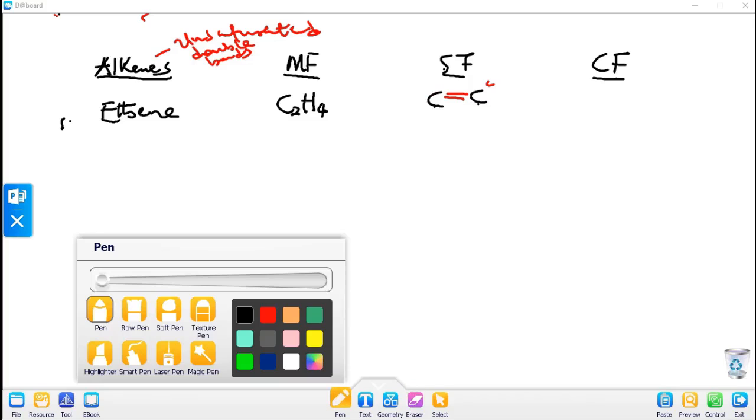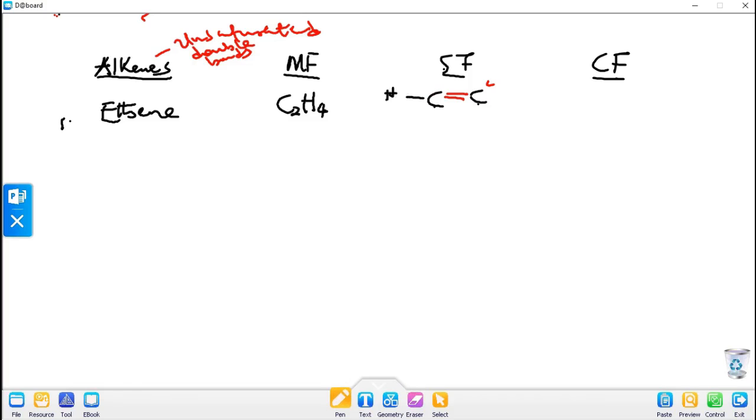I can choose to place my hydrogen side and down. I can choose to place my hydrogen this way. So wherever you choose to place your hydrogen, it is fine, either side and down or up and down. Anywhere is fine. So what will be our condensed formula?